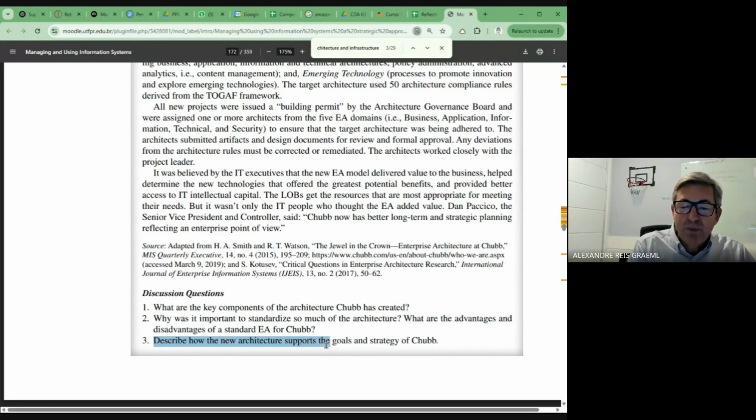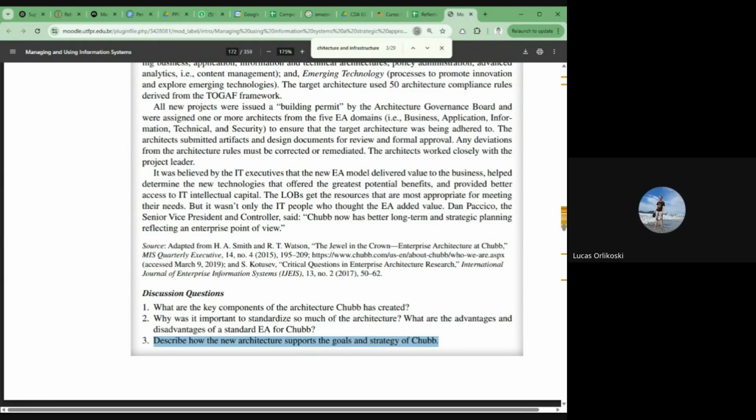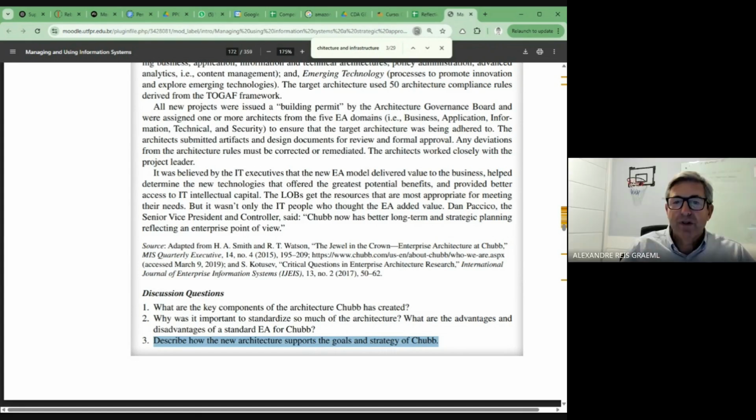How does this new architecture support the goals and strategy of Chubb? What were the new goals and strategy? He mentions here the main components of this architecture as being the architectural principles, the architectural governance, conceptual reference architecture, and emerging technology. I believe that with this new architecture, they could see the whole company as one, no sub-companies as there was before. Exactly. So they believed that they would benefit from having a united vision, a united strategy, and not each one trying to push things towards what they believed locally.